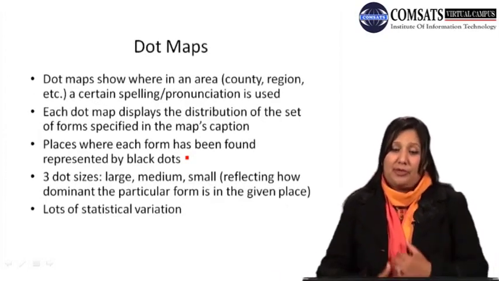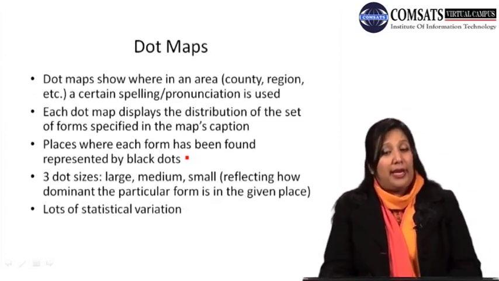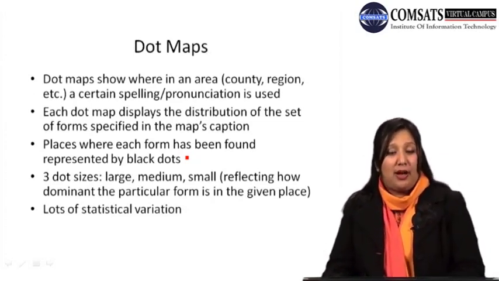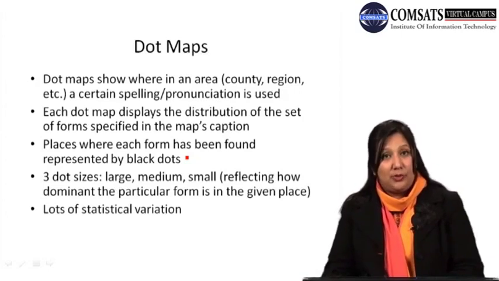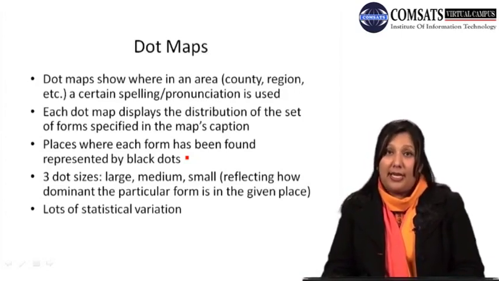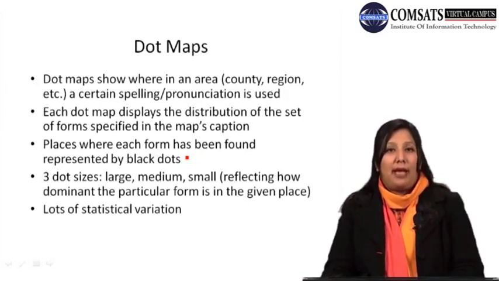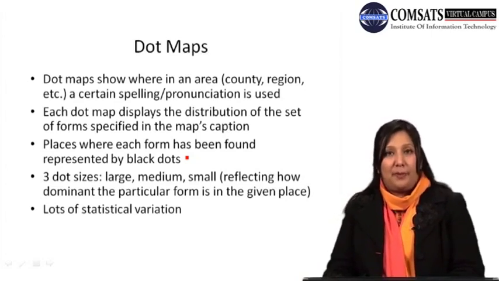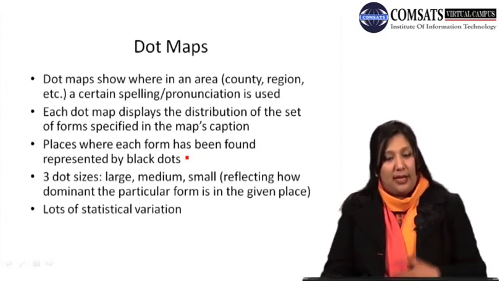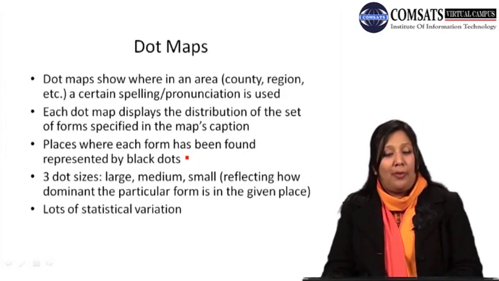There are some dot maps. Dot maps show where in an area, country, region, etc., a certain spelling or pronunciation is used. Fine, in the next slide we are going to look at the dot maps and find out how they refer to different things. Each dot map displays the distribution of the set of forms specified in the map's caption. Okay, it is quite clear. Places where each form has been found are represented by the black dots.